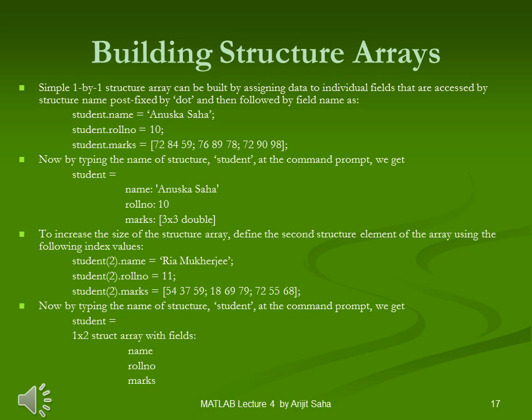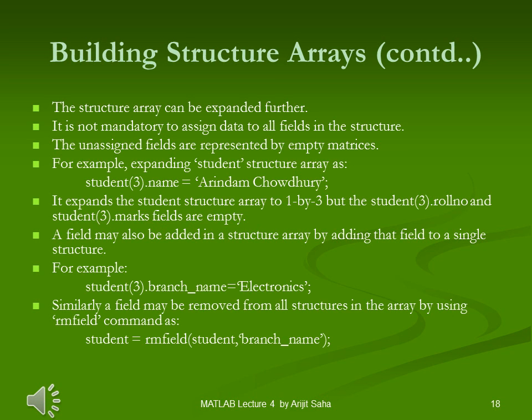To increase the size of the structure array, define the second structure element of the array using the following index values. Student2.name equal to Riya Mukherjee. Student2.roll number equal to 11. Student2.marks equal to the marks. Now by typing the name of the structure, student, at the command prompt, we get the structure of that particular structure. The structure array can be further expanded.